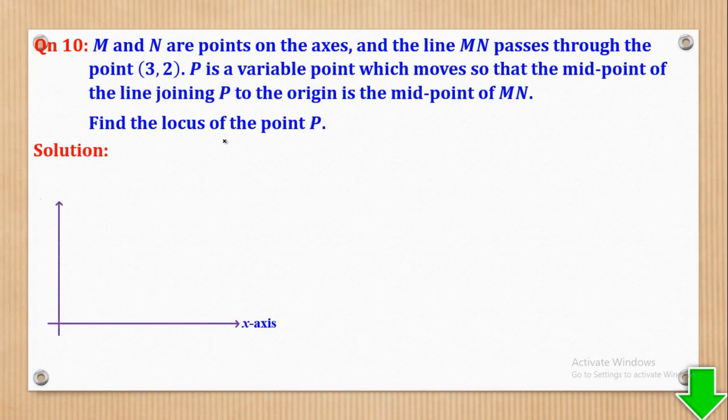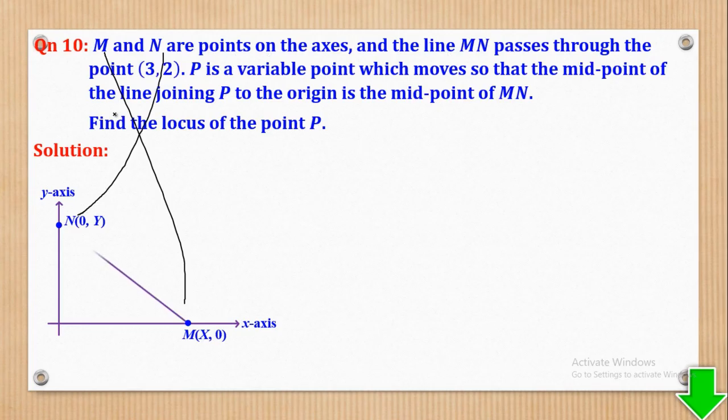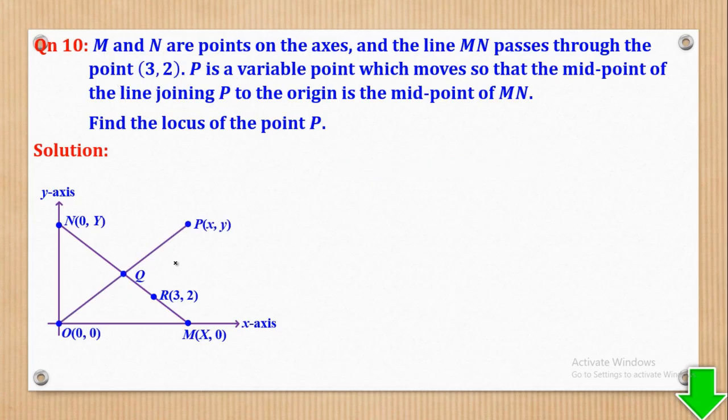So still here it is easier if you illustrate. We shall draw our axes and label them. Then we shall put point M on the x-axis and point N on the y-axis. Then we shall draw that line to pass through the point (3, 2). That is the origin, and this is the point P, which is variable. Now they said these two lines share the same midpoint. That is why they told us that the variable point moves so that the midpoint of the line joining P to the origin is the midpoint of MN. So they share the same midpoint too.